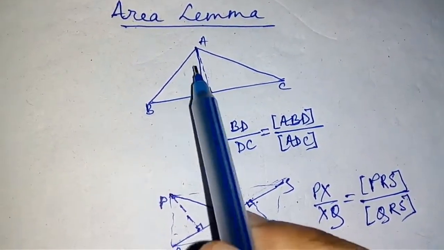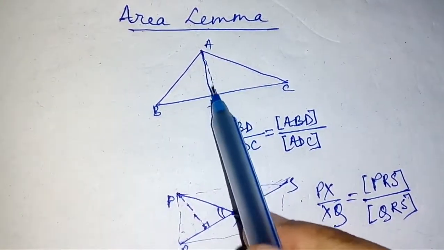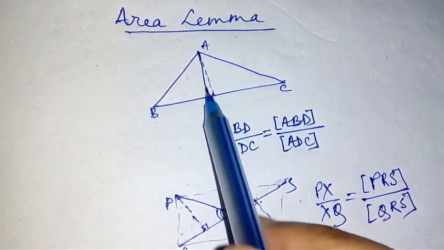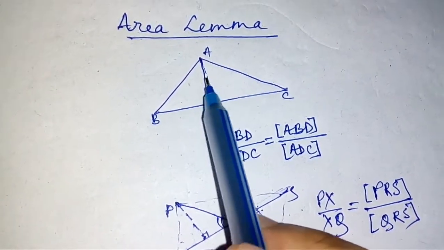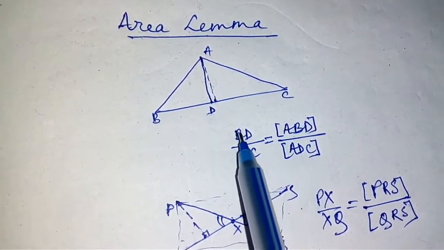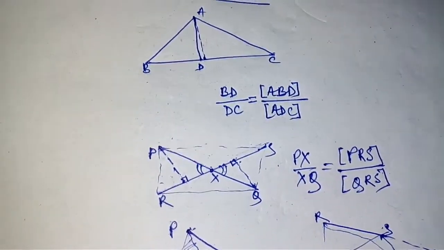If I want to calculate the area of triangle ABD, I will take half into base BD into height. And if I want to calculate the area of triangle ADC, it will be half into base DC into height. Now see, the height is the same for both triangles, hence it automatically cancels and we are left with the ratio of the bases, that is BD by DC.